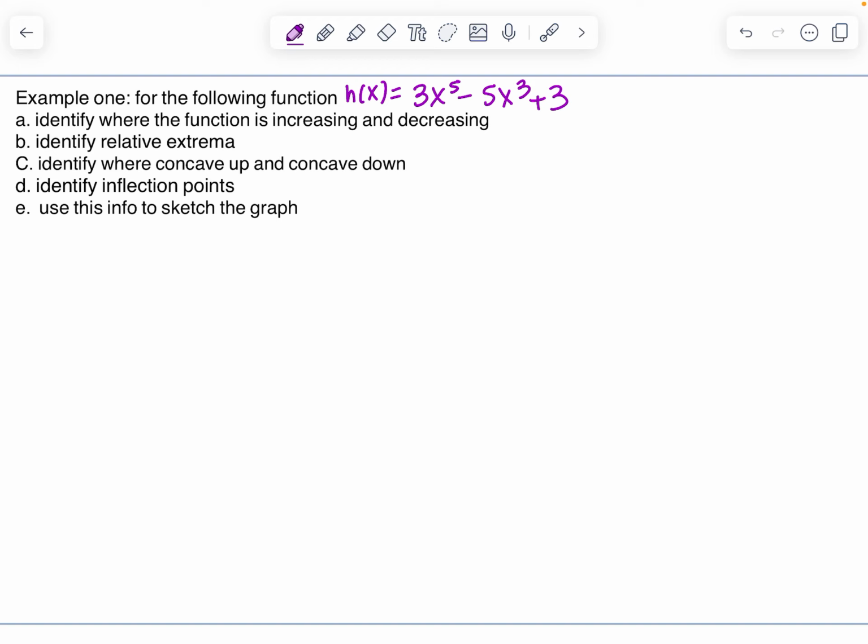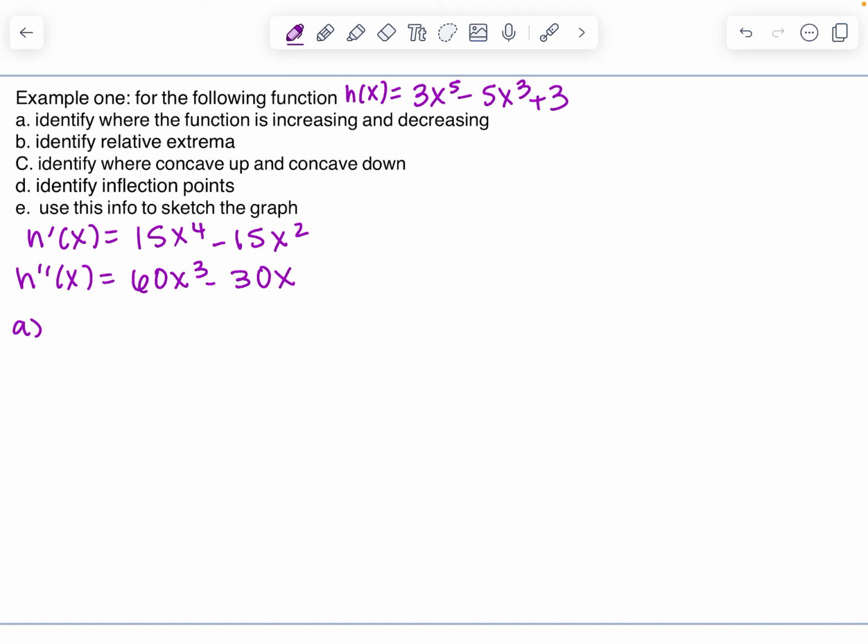So the first thing we need to know to graph this function is where it is increasing or decreasing. And like I said before, to do that, you need the first derivative. So I'm going to go ahead and take both derivatives here because I know that I'm going to need them. So this is the first and the second derivative.